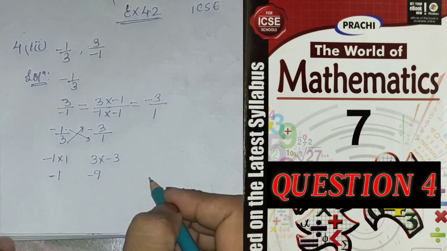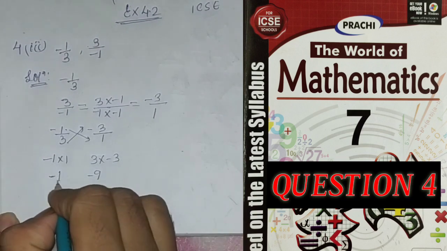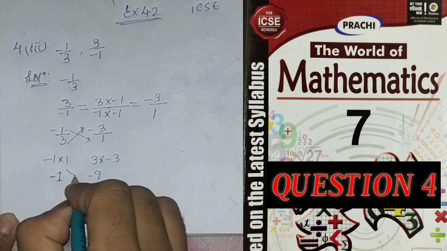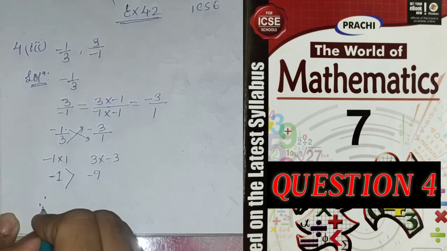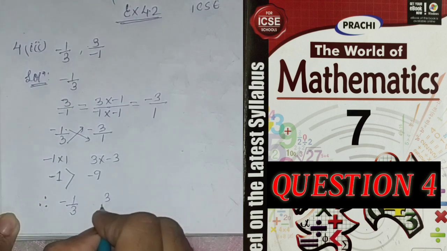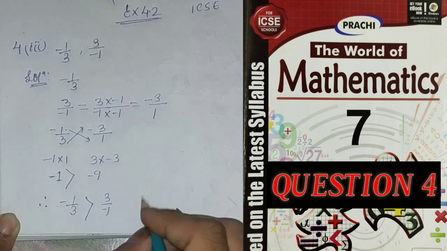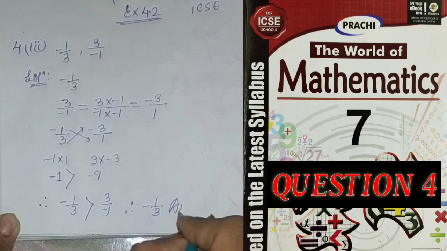Now, in negatives, the greater number is the one whose value is smaller, because these are negative. So -1 is greater than -9. Okay, in the same way we have to write here -1/3 and 3/-1, so -1/3 is greater than 3/-1 and therefore -1/3 is the answer.